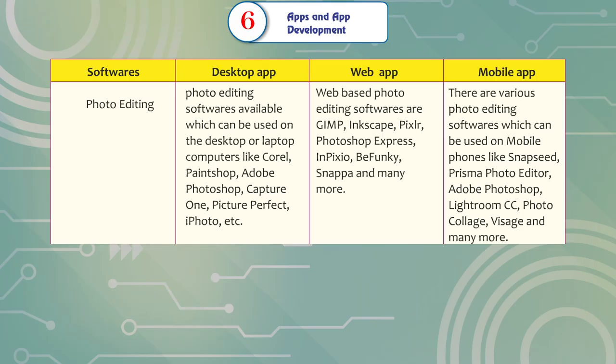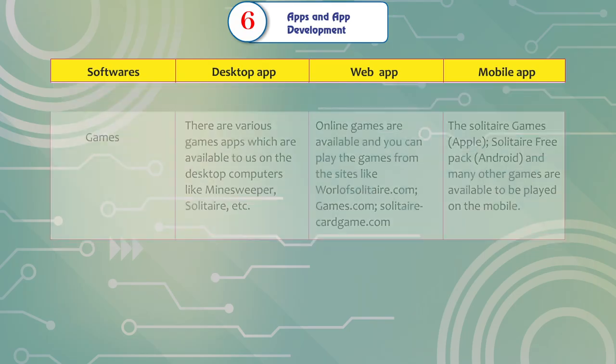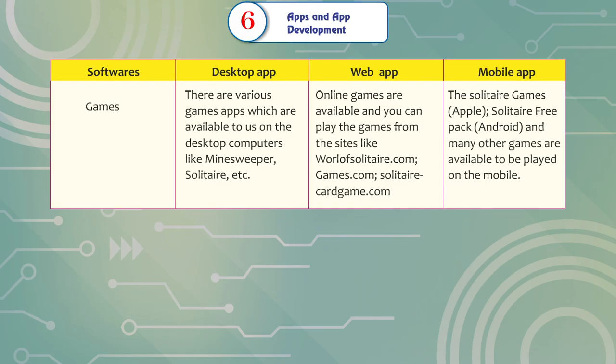Web-based photo editing softwares are GIMP, Inkscape, Pixel, Photoshop Express, InPixio, BeFunky, Snapper, and many more. There are various photo editing softwares which can be used on mobile phones like Snapseed, Prisma Photo Editor, Adobe Photoshop, Lightroom CC, Photo Collage, Visage, and many more. Games: there are various games apps which are available to us on the desktop computers like Minesweeper, Solitaire, etc.